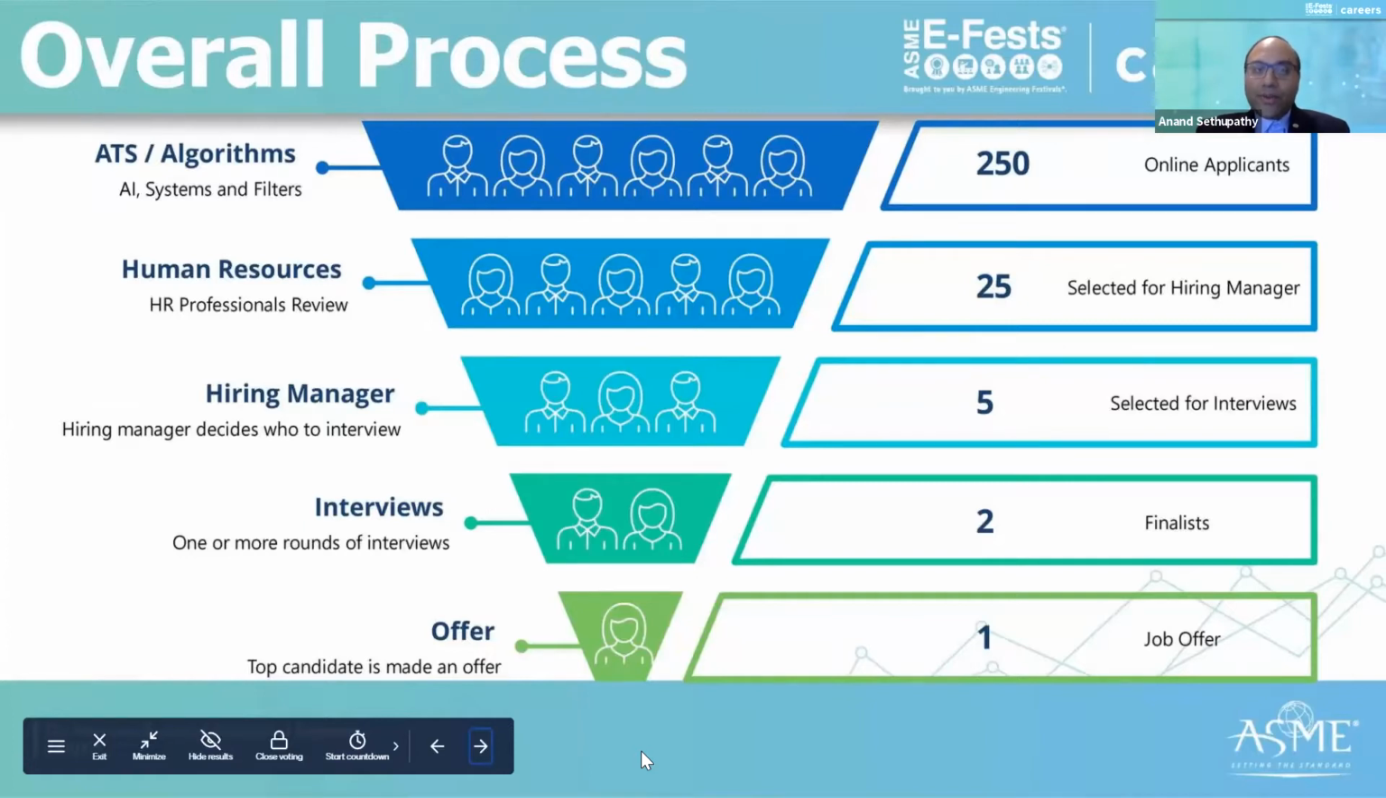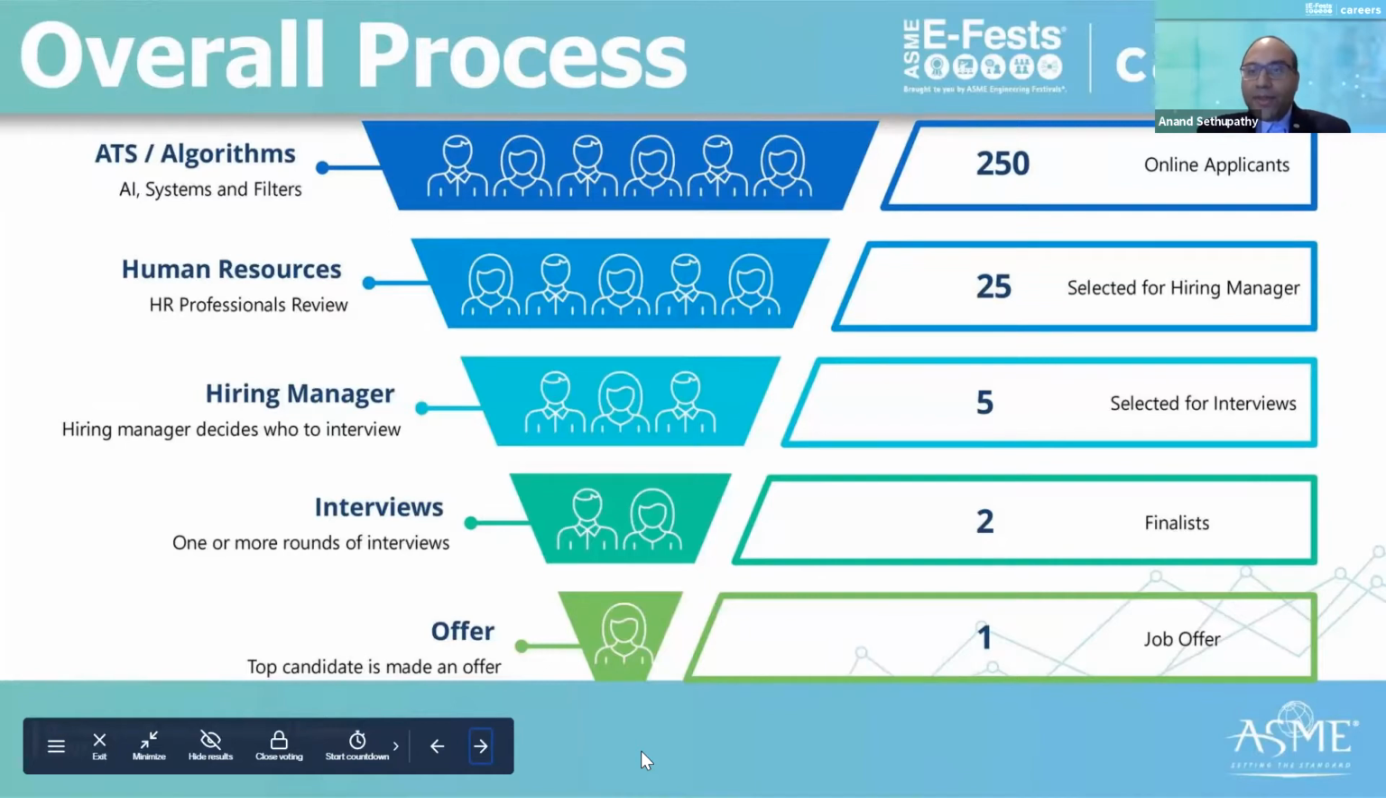Then it gets to human resources. Human resources leverages the ATS and algorithms to prioritize candidates. They send a prioritized list of candidates over to the hiring manager. The hiring manager then prioritizes certain candidates that they want to interview. A small subset of candidates are interviewed, and then ultimately the top candidate is made an offer.